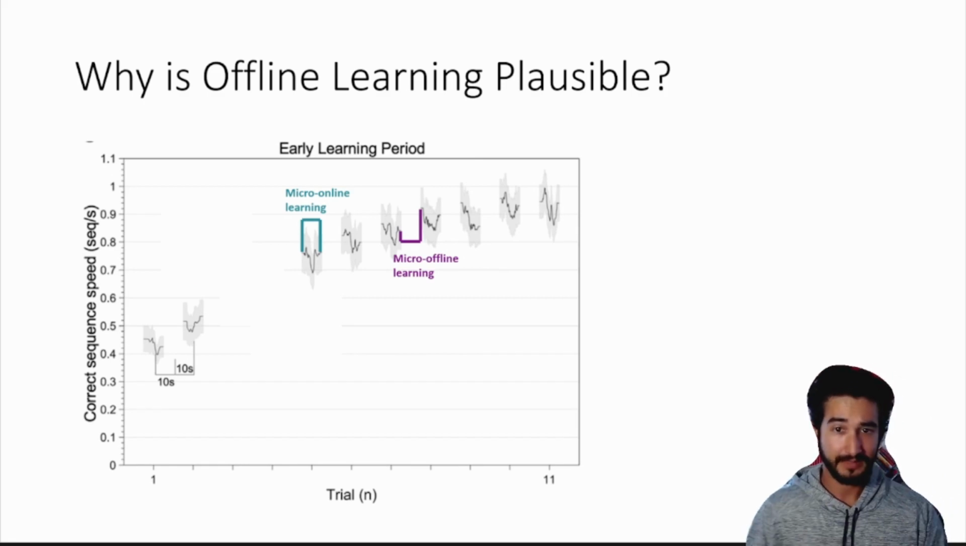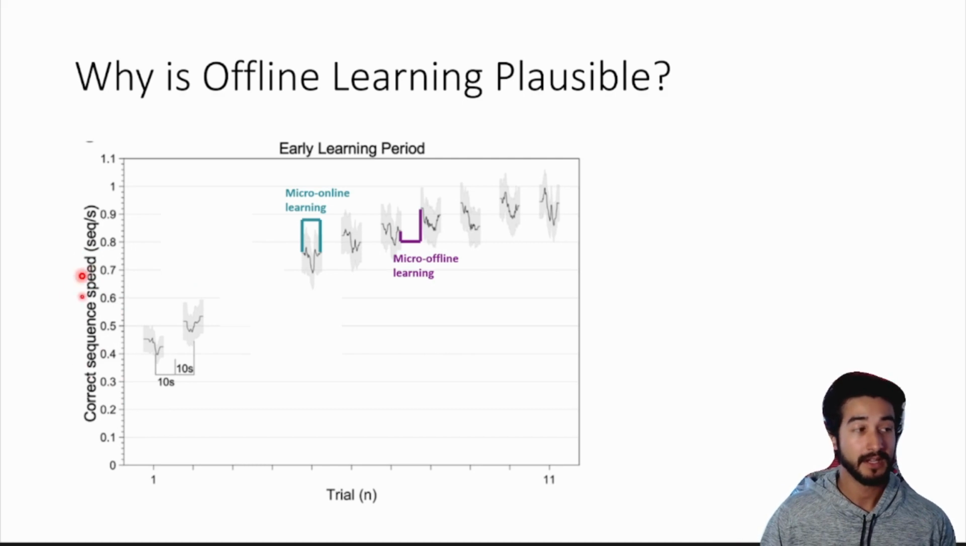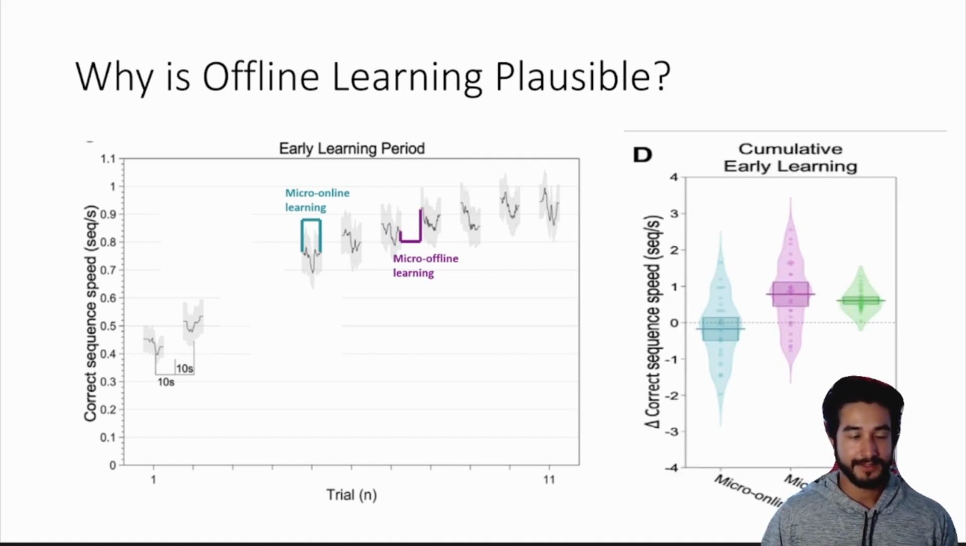So here's one example, in this graph. On the y-axis is the correct sequence speed, so higher is better. And on the x-axis is the trial number. So we can define online learning here. This is one trial right here, so it's the difference between the start of the trial and the end of the trial. And then we can define offline learning as the difference between the end of trial n and the beginning of trial n plus 1. And so we can average these out on this violin graph here.